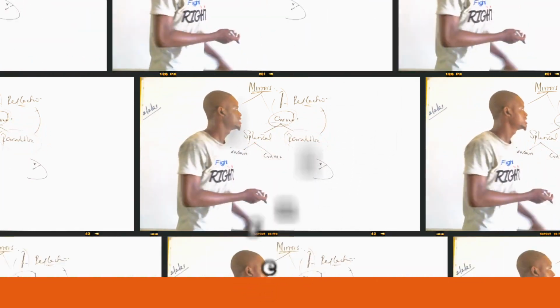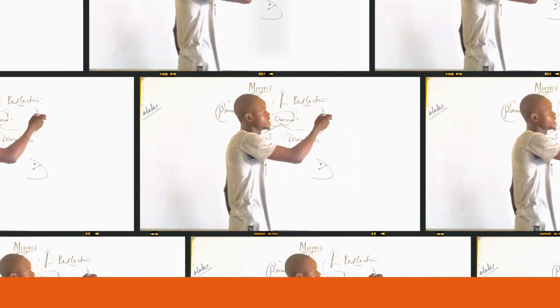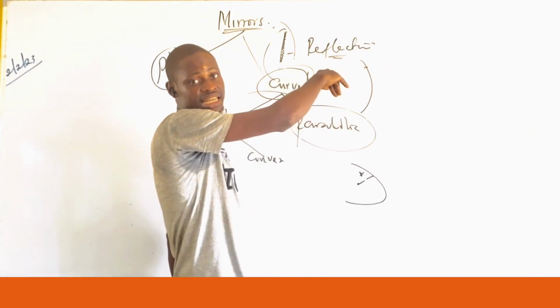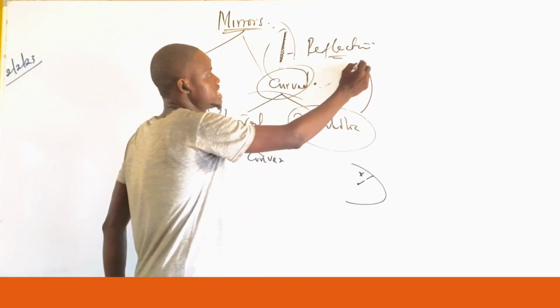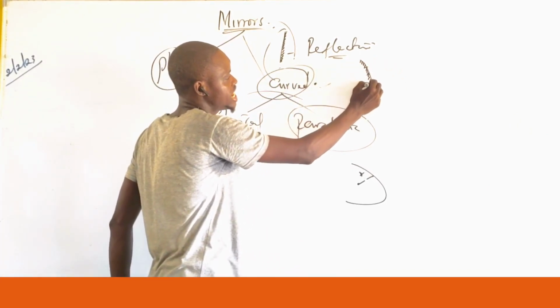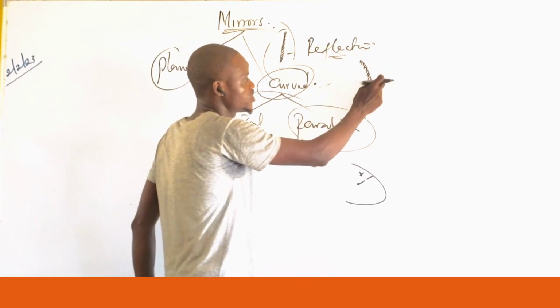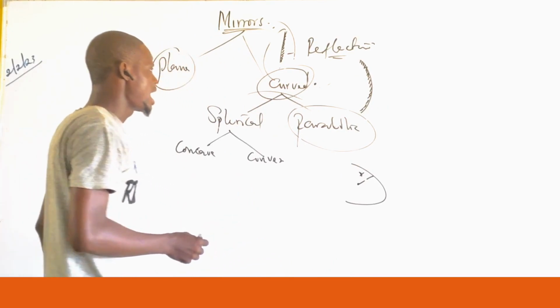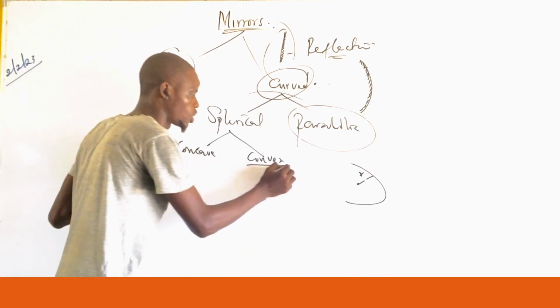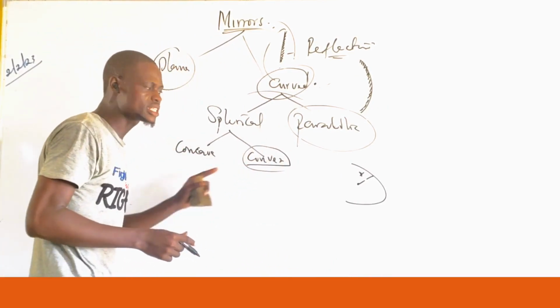For it to be a mirror, any of these two surfaces must be shaded, either the outer surface or the inner surface. Now, if the inner surface is shaded, then we have the outer surface as the reflecting surface. This kind of mirror is what we call a convex mirror. This kind of mirror is known as what?